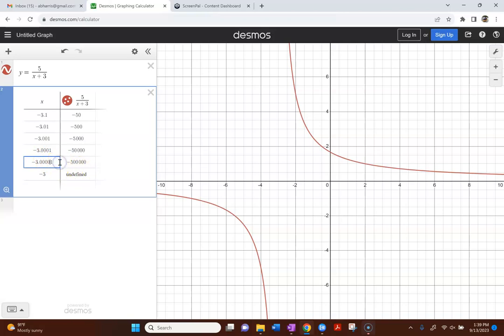Hopefully you can see that if I throw in something really close to -3 on the left-hand side, the y value is shooting down. I got -500,000. If I get even closer to -3 from the left, it'll shoot even further down. Does that make sense? That's how I know it's shooting to negative infinity, because I'm approaching from the left. Now, if I do the same thing but approach -3 from the right, let me erase all this.